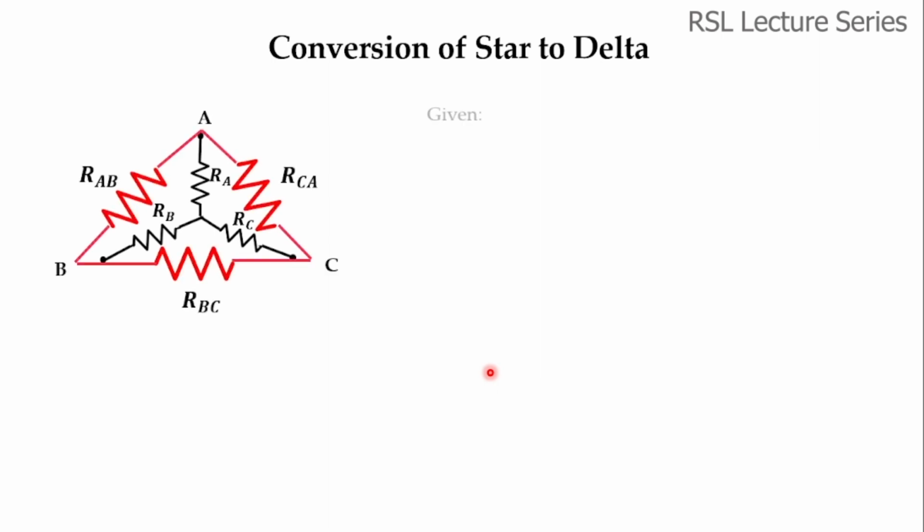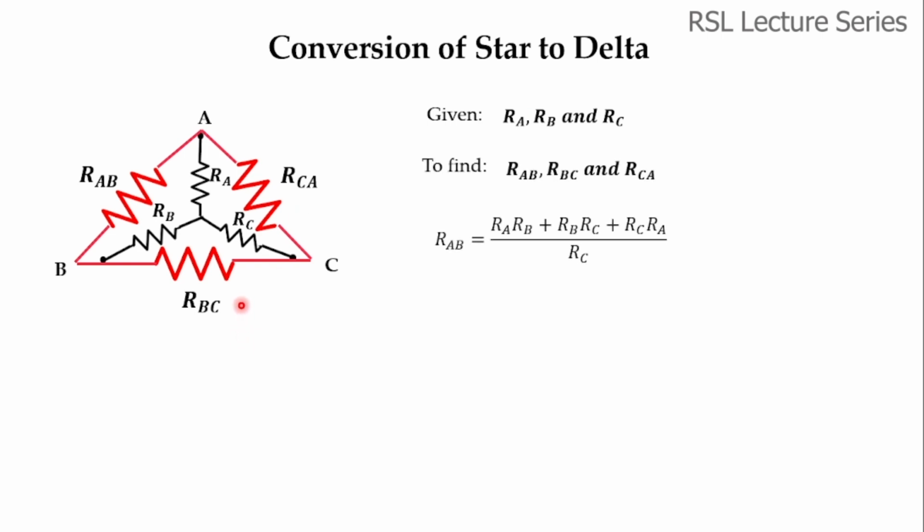Now we'll discuss the formula for converting star to delta. We are given the star resistances RA, RB, and RC, and we have to find RAB, RBC, and RCA, that is the delta equivalent. The formula for RAB is RA·RB plus RB·RC plus RC·RA divided by RC. We have to remember that it is multiplied in sequence, that is, we consider the sequence ABC. First multiply AB, then BC, then CA, and add them all.